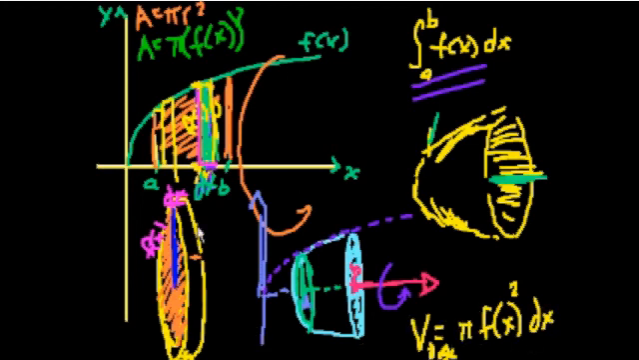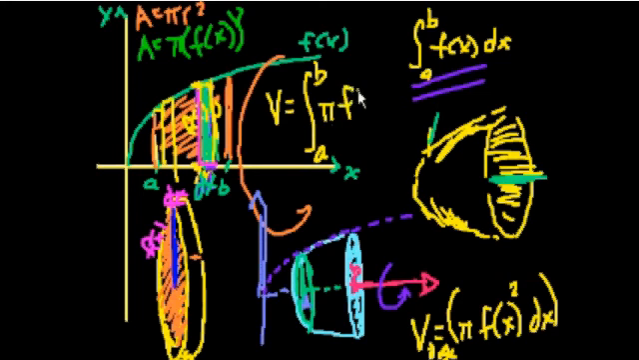So the volume, when you rotate it, is going to be equal to the definite integral between, and remember our boundaries were a and b, between a and b, of this quantity right here, pi f of x squared dx. dx, not d of x, dx. So hopefully that makes sense to you.